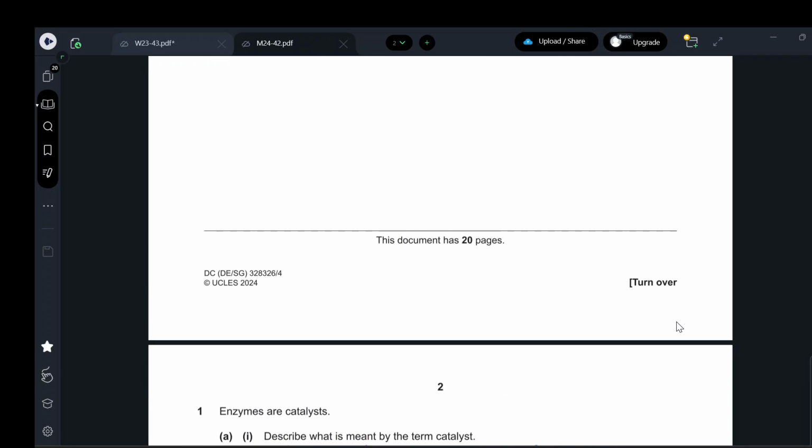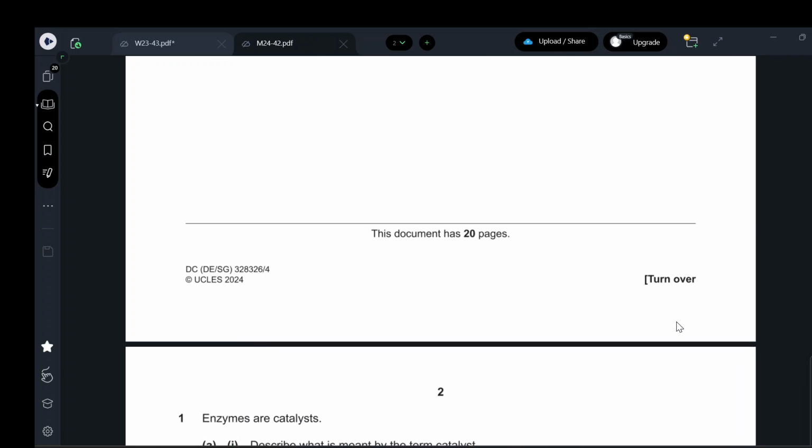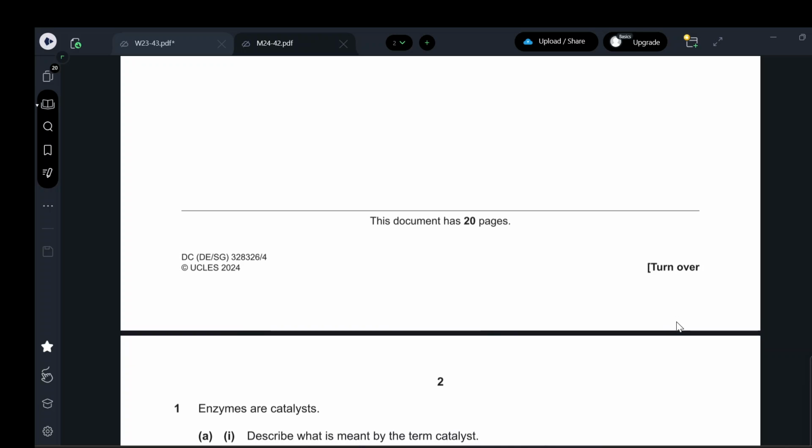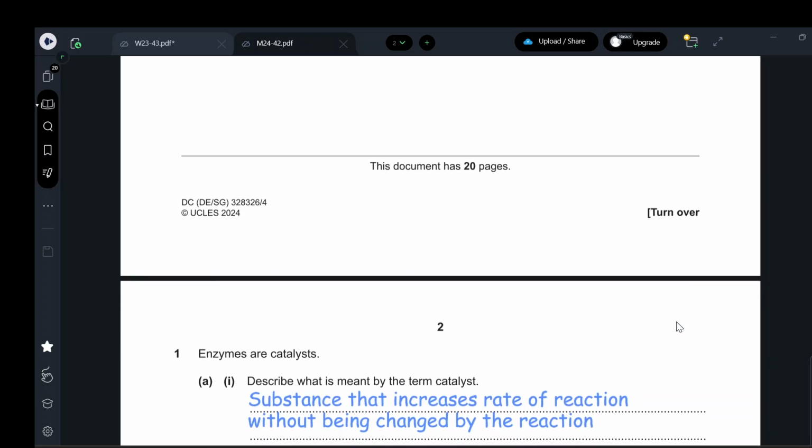Enzymes are catalysts. Describe what is meant by the term catalyst. What's a catalyst? He's asking you about the general definition for catalyst. It's a substance that increases the rate of reaction without being changed by the reaction.